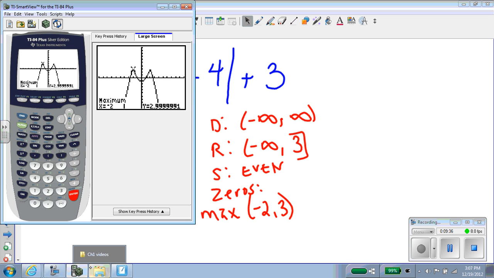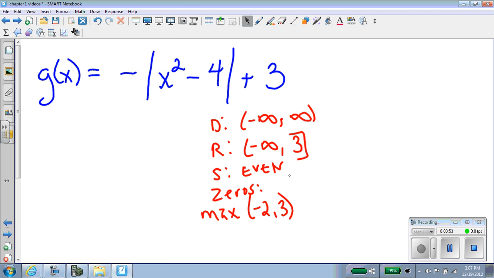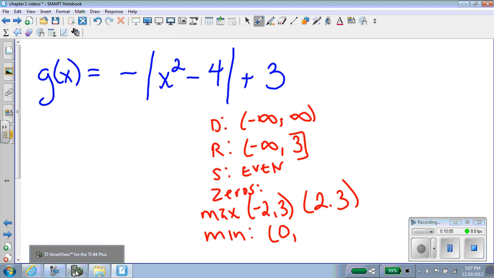Let's take a look at the graph again. Would you agree that because this has symmetry with respect to the y-axis, if I have a maximum at negative 2, 3, I should also have a maximum at 2, 3? Yeah? So I will also have a maximum at 2, 3. And I do have a minimum somewhere. It looks like it's right on the y-axis. So let's go and find that.